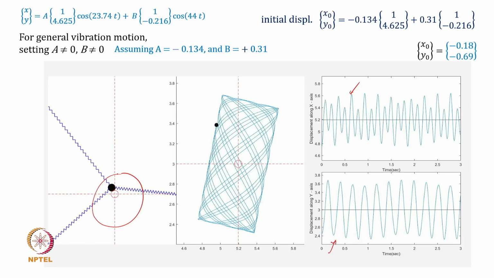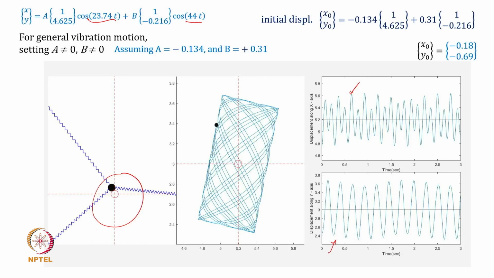This motion is not harmonic at all. It is periodic, but that period will be based on these numbers. So, the LCM of this 23.74 and 44. So, it will repeat after a reasonably long period of time, which is going to be some integer multiple of the fundamental period of the first mode and second mode. It will repeat after certain period of time, but it's definitely not a harmonic motion.